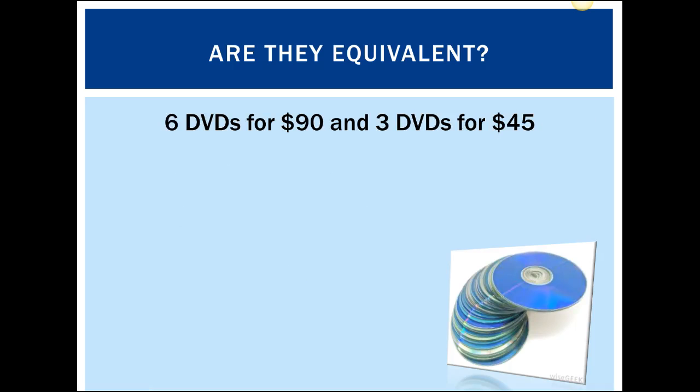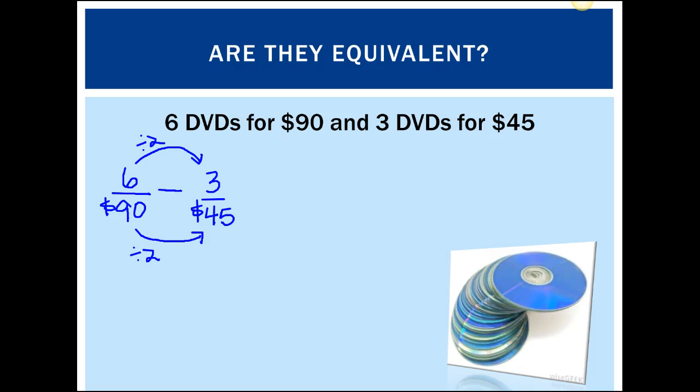In this problem, we're trying to determine if 6 DVDs for $90 and 3 DVDs for $45 are equivalent. There are multiple ways to approach this problem. First, we will write our ratios: 6 DVDs for $90 and 3 DVDs for $45. We can use our knowledge of equivalent fractions to try to solve this problem. We can see that if we divide 6 by 2, it equals 3. We can also divide 90 by 2, and it equals 45. Since you can divide both the numerator and the denominator by the same number and get an equivalent fraction, these two are equal.